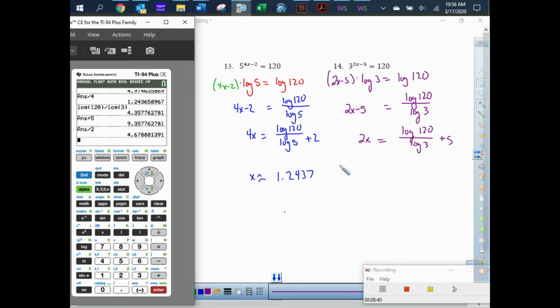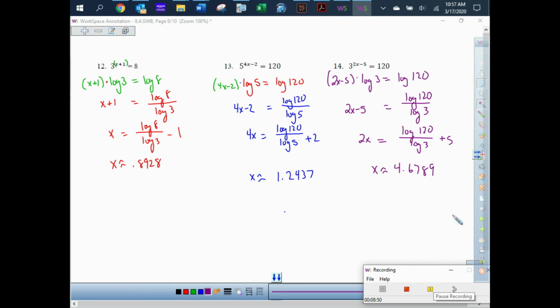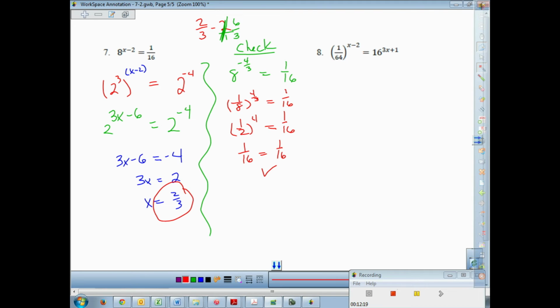So x is about, and we'll round that to the 4 decimal places, 1, 2, 3, 4, 5, so that's going to come up to be a 9. X is about 4.6789. Hey, it's like the point is a 5, 4, 5, 6, 7, 8, 9. Ha ha ha. Funny. Let's try the next problem.